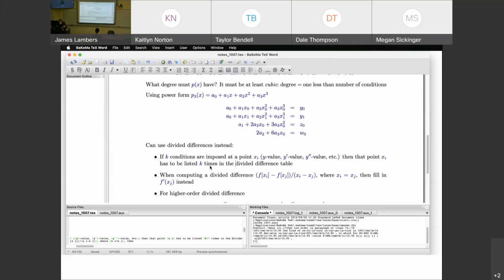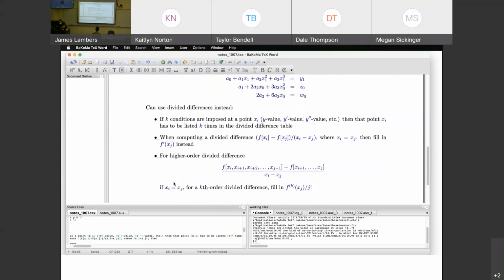Now, because you're listing x values multiple times, you may have a situation like this where you're computing a divided difference, and the x values in your denominator are the same. So you can't compute this directly; you fill in the derivative value. If these are just function values, so this is a first order divided difference, then you substitute the value of the first derivative, because that's something that's known, because it would be specified.